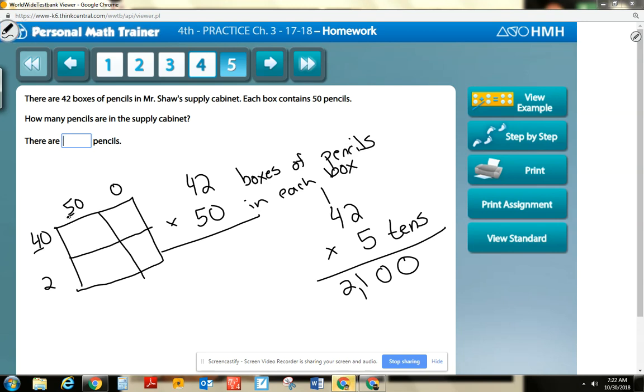So 5 times 4 is 20. 2 zeros. 2 times 5 is 10. Don't forget to move that 0. And then we can just line them up, right? And we get the product of 2,100.